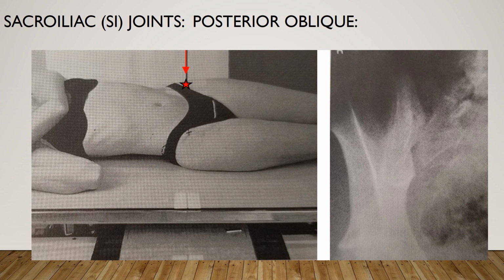You're going to shield the radiosensitive tissues as well as the gonads for males. And the central ray is going to be perpendicular to the IR, which is 1 inch medial to the ASIS. And this is going to be taken during suspended respiration.